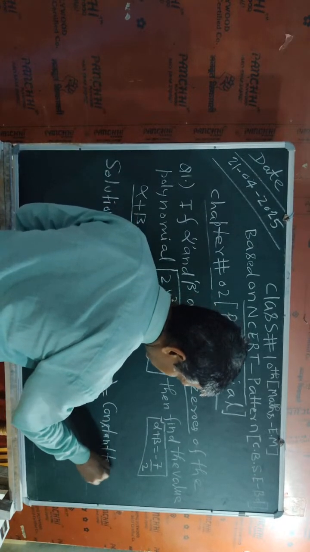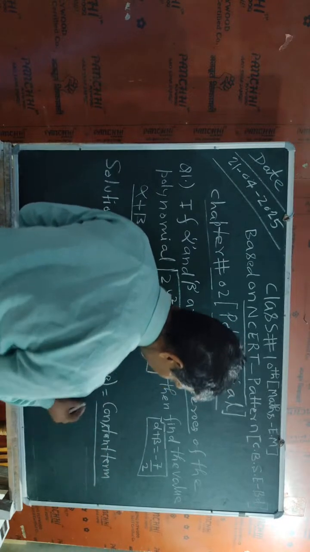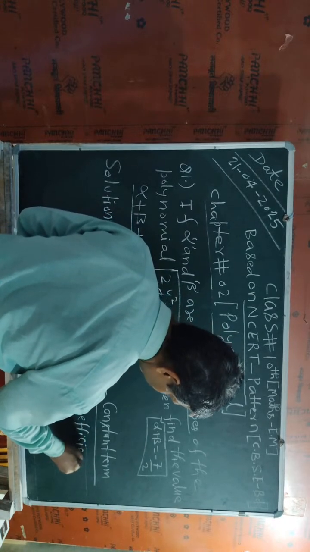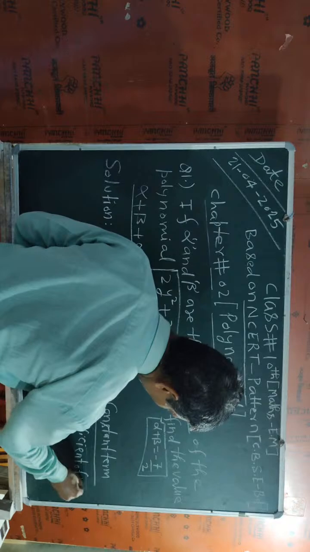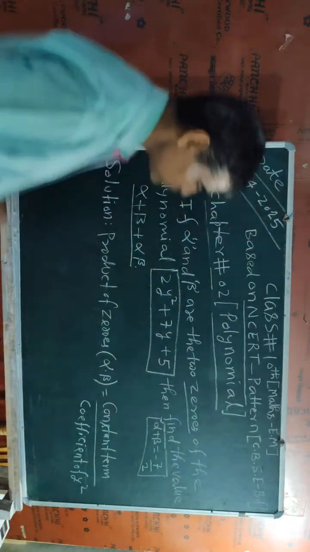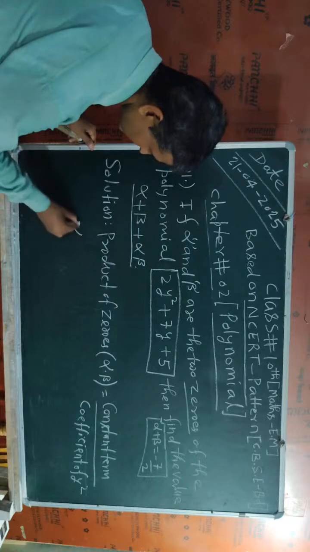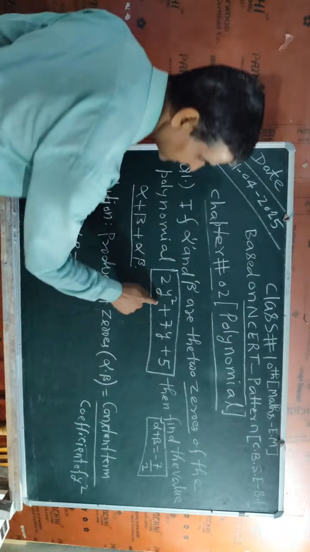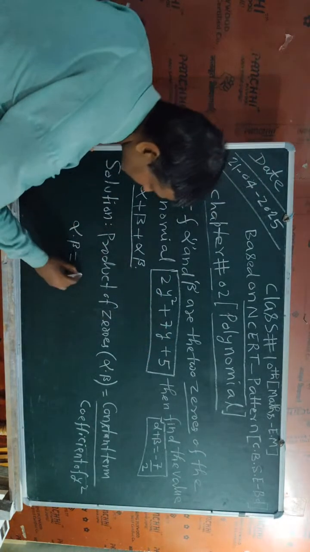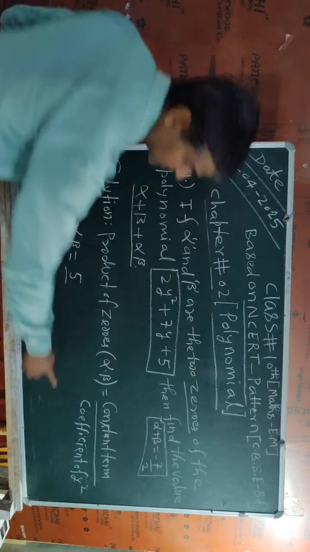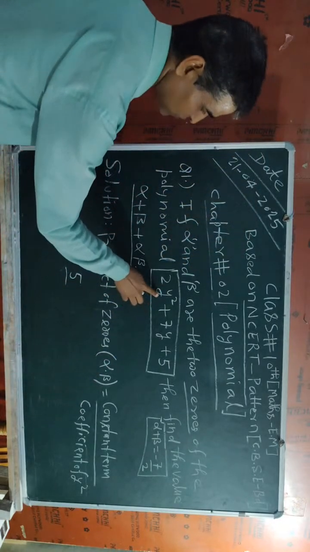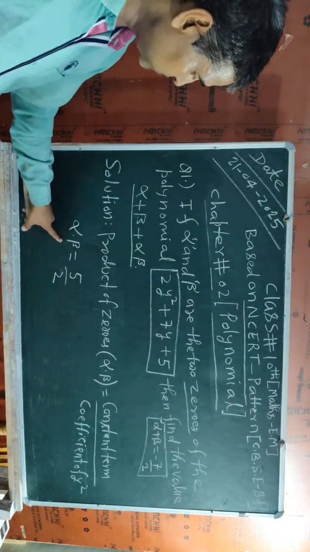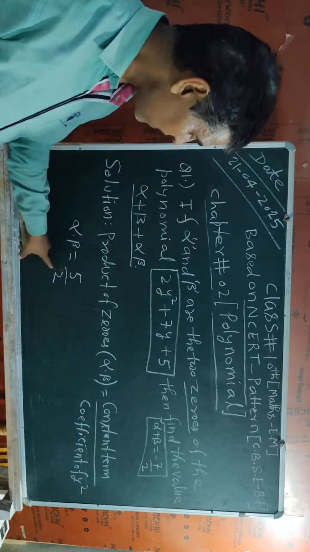Constant term divided by coefficient of y square. Here I will write coefficient of y square. Here I am going to write alpha into beta, which is equal to the constant term. In this quadratic equation, the constant term is 5, divided by the coefficient of y square, which is 2. So alpha into beta is equal to 5 divided by 2.